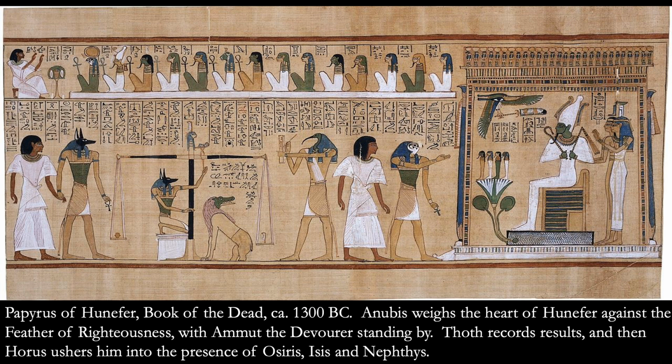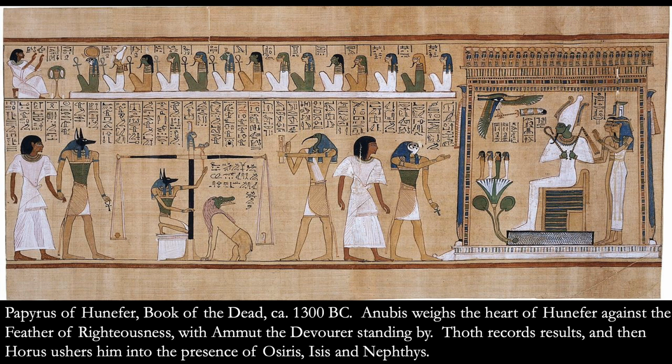And this is meant to represent the literal heart of the person who has died. And if their heart is weighed down with sins and guilt and having done terrible things, it will be heavy and heavier than the feather of righteousness. If not, it will be lighter. And in this case, this person wins because you can see that the feather is lower down.